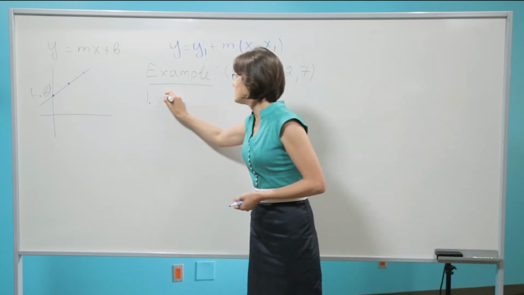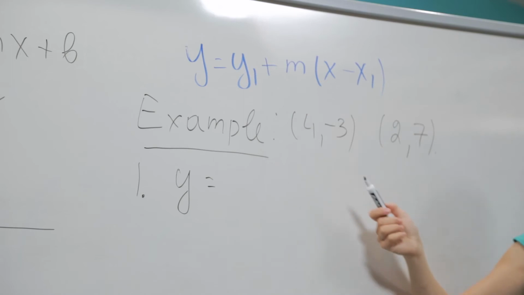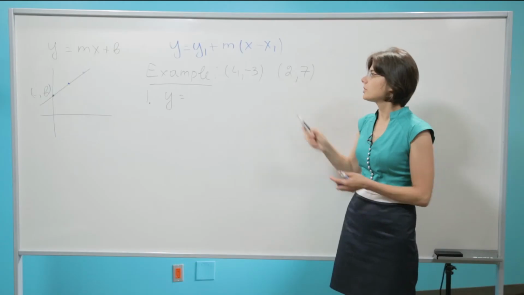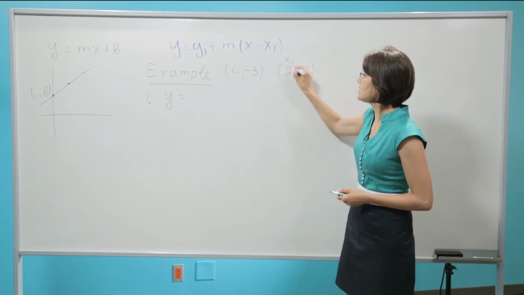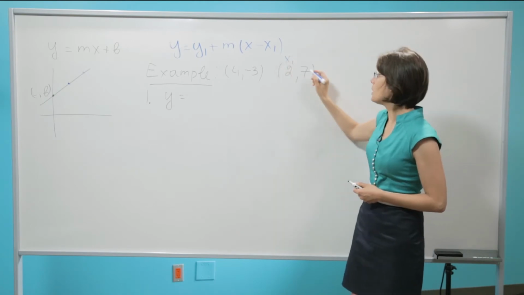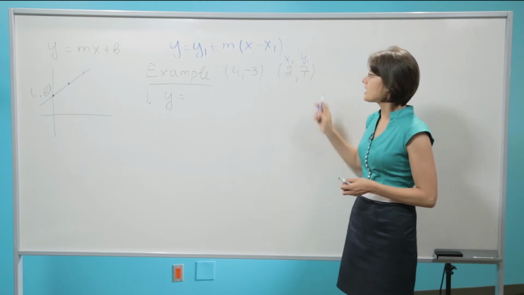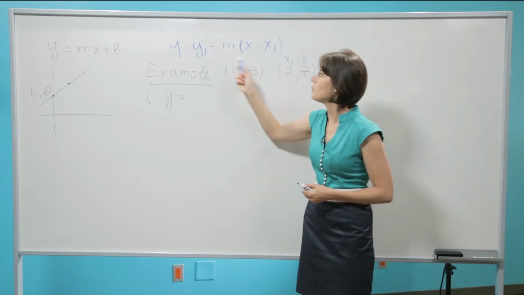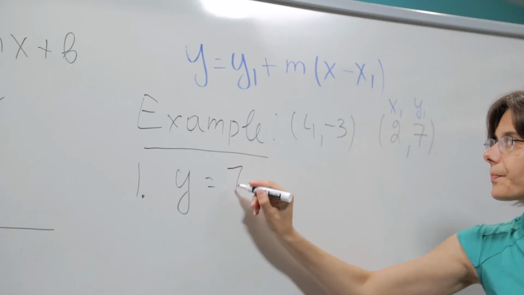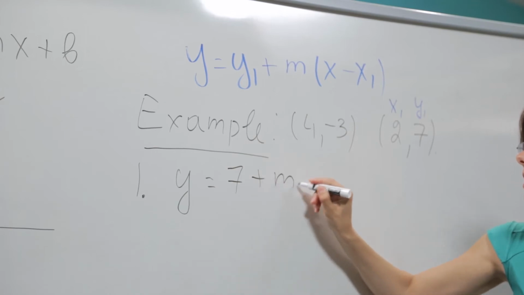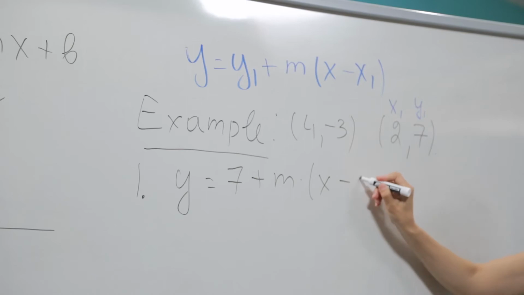Well, I have y equals, and now I have coordinates x1 and y1, which I can pick from any of these points. Let's say I pick point (2, 7). So my x1 coordinate is 2, and my y1 coordinate is 7. Now I plug in these coordinates for y1 and x1. So I have y1, which is 7, plus m times (x minus x1), which is 2.